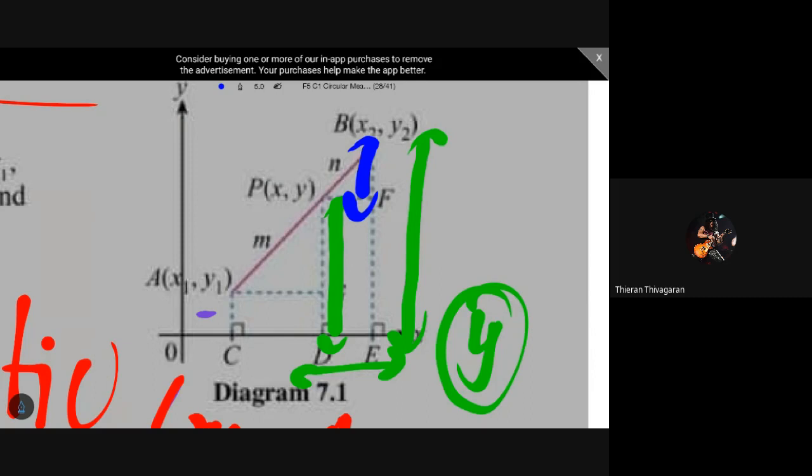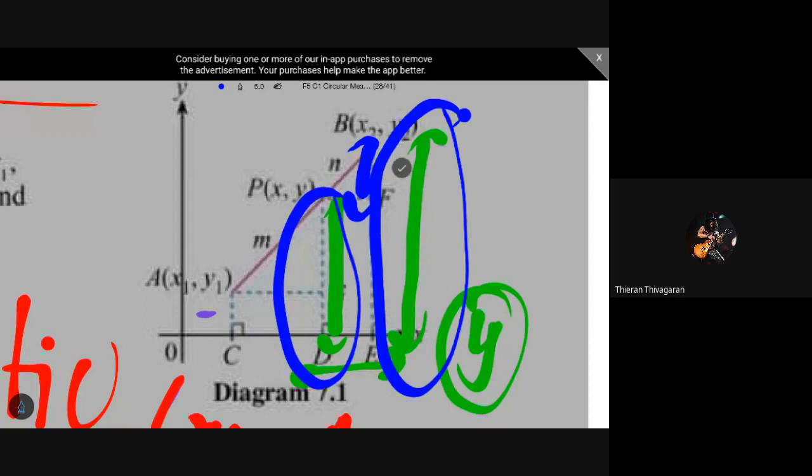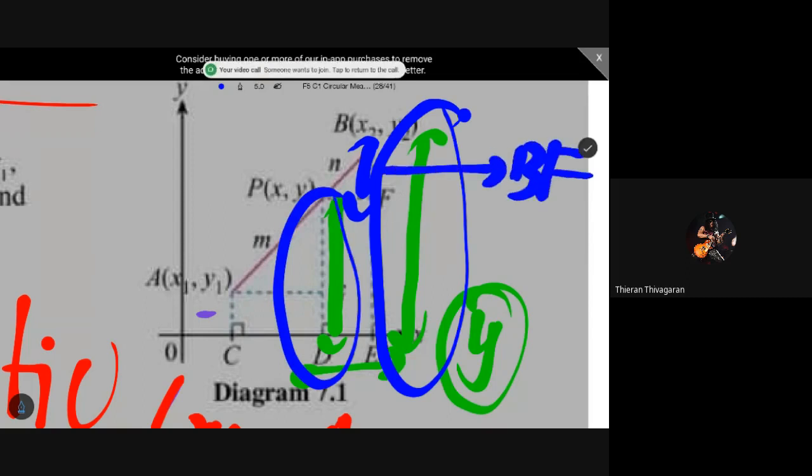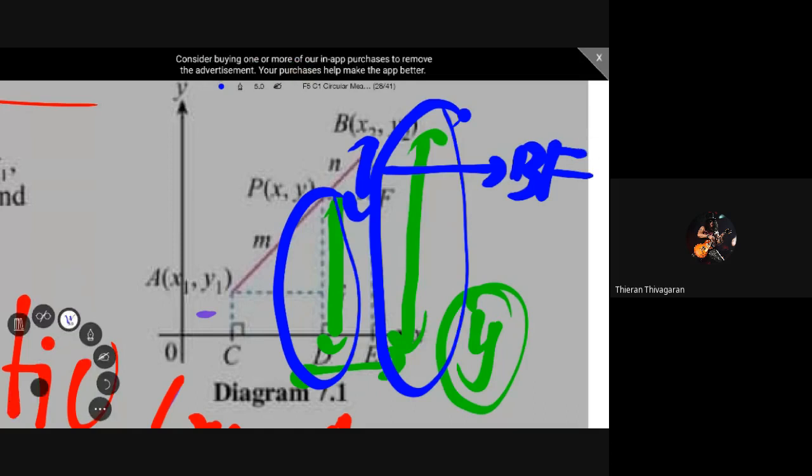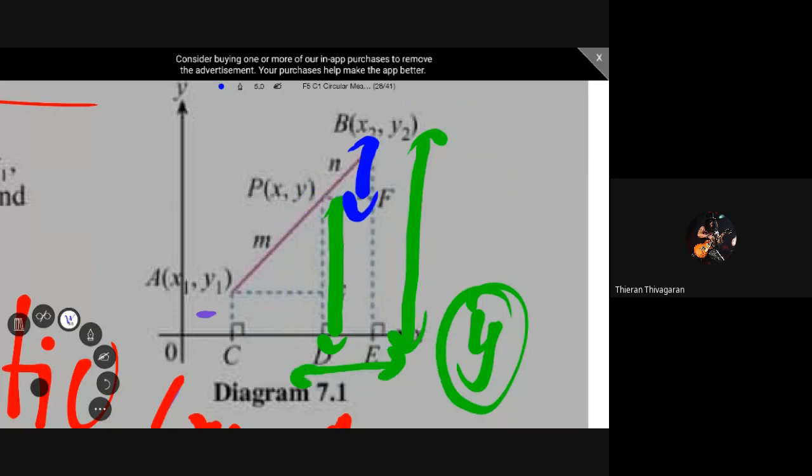This is the vertical distance. Because saya ambil seluruh yang ni, tolak dengan yang ni. Means the remainder is BF lah, over here. Can you understand guys? Boleh faham? This is the vertical distance we're taking now, BF. Don't understand. Wait, I repeat for you.